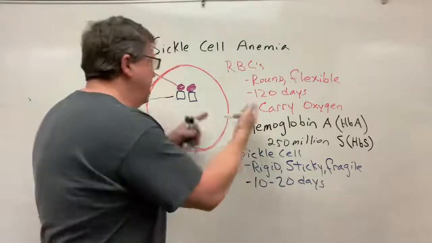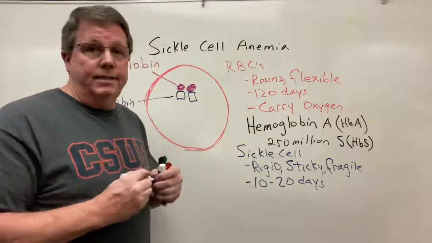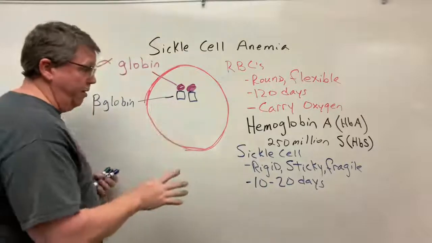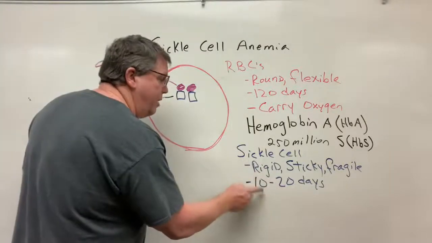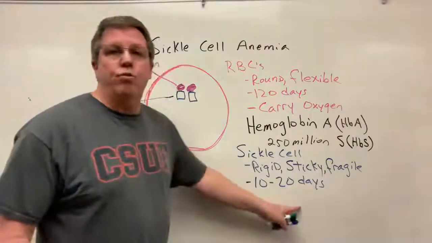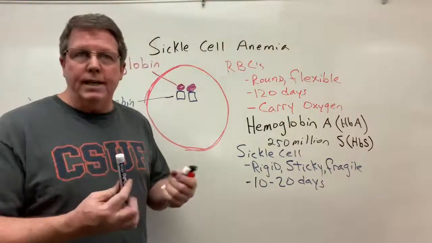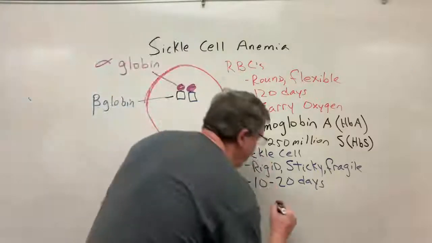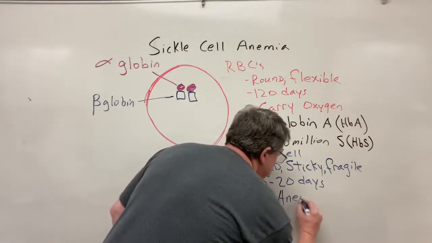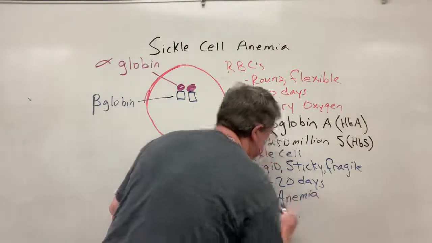This can still carry oxygen. It can still function normally for a certain period of time. As you can see, though, because it only lives 10 to 20 days, we don't have enough oxygen going around our body, and we call this anemia. Hence the name sickle cell anemia.